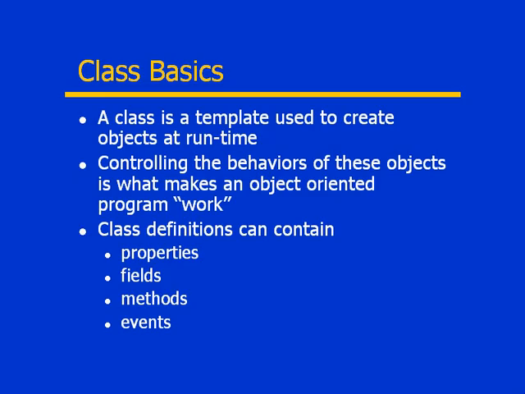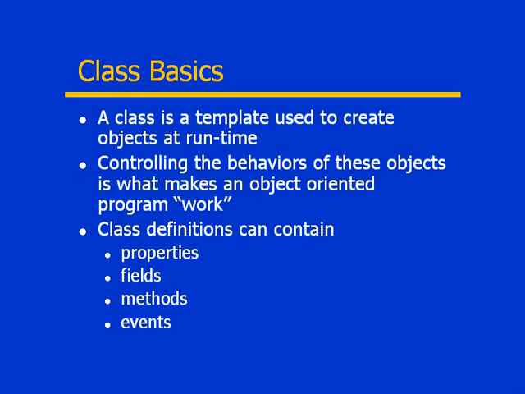So your responsibility is to create a class, and at design time, when you write your class, you decide what types of methods and fields and other members the class will contain. Now, controlling the behaviors of these objects at runtime is basically what makes your application work, and that's what object-oriented programming is all about. You create classes that represent the basic elements of your application or of your work environment, and then by manipulating these objects through their members, that's what makes the application work.